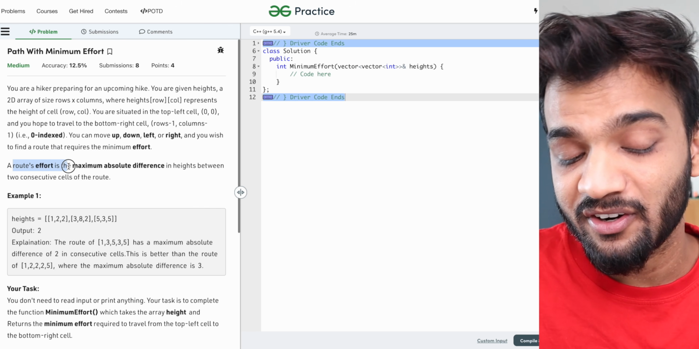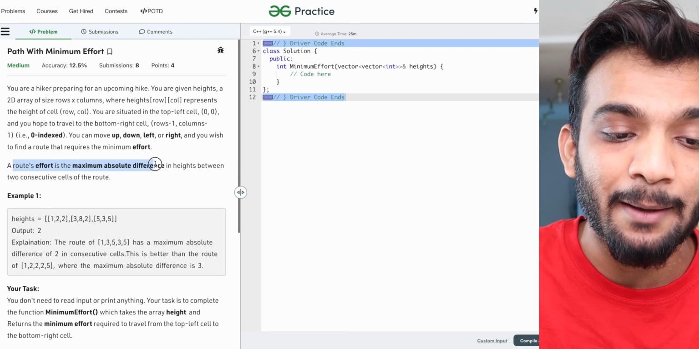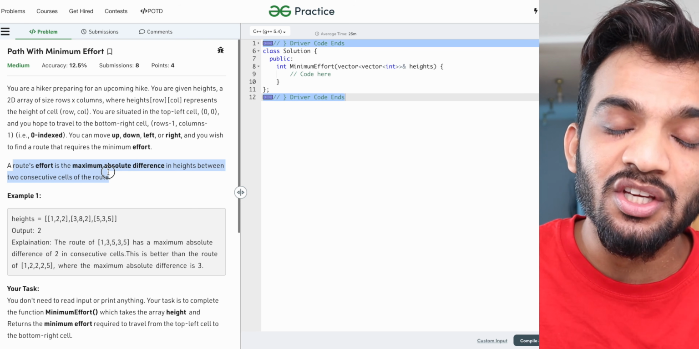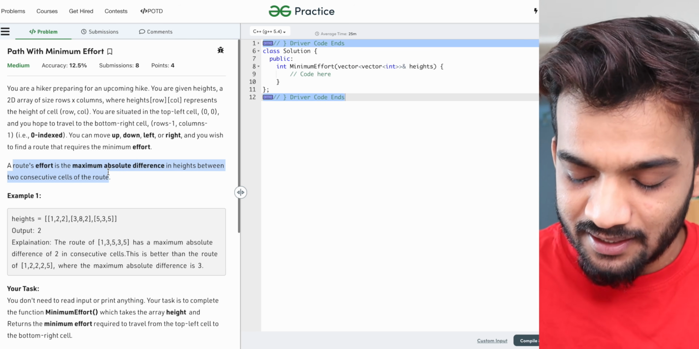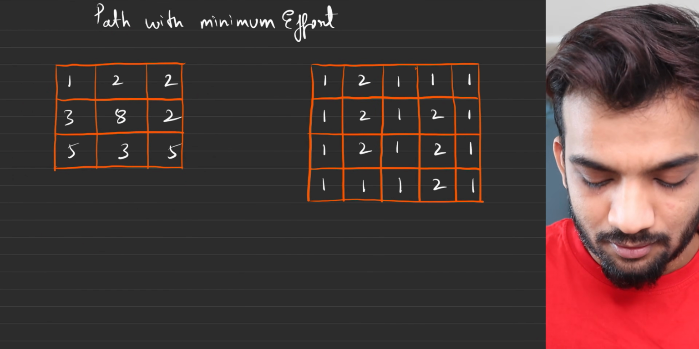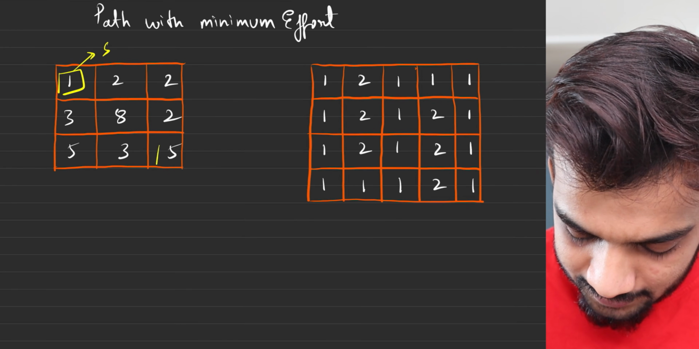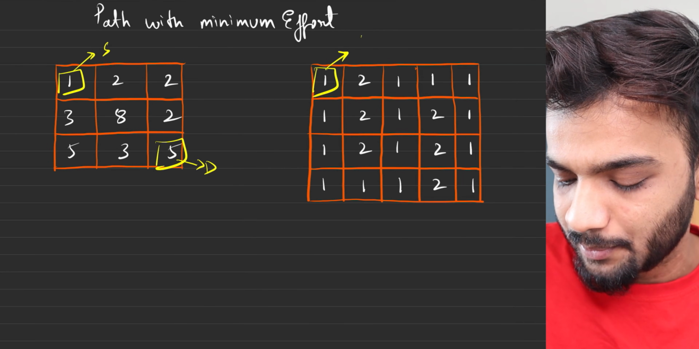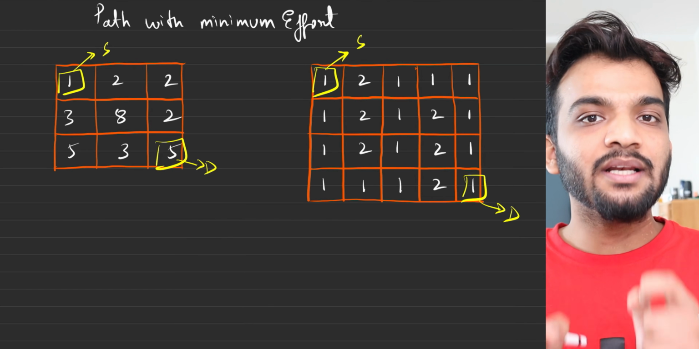Now, a route's effort is the maximum. I repeat, a route's effort is the maximum absolute difference in heights between two consecutive cells of that route. So let us understand what the question states. Imagine this particular grid, and it is clearly stated that this will always be the source and this will always be the destination.